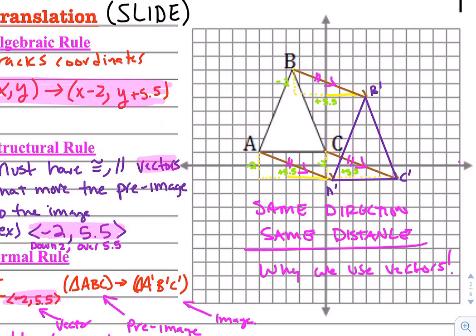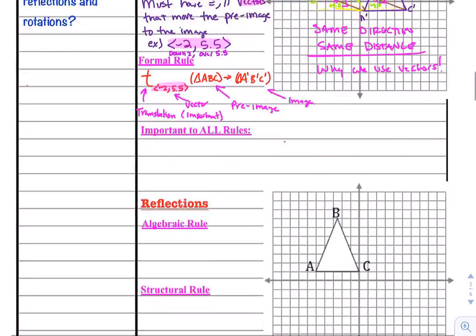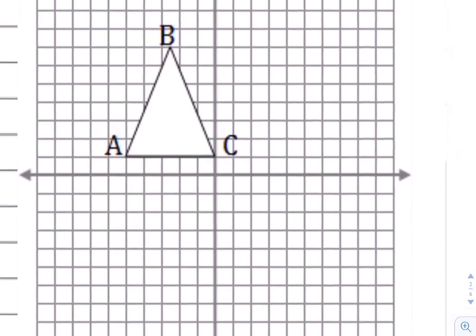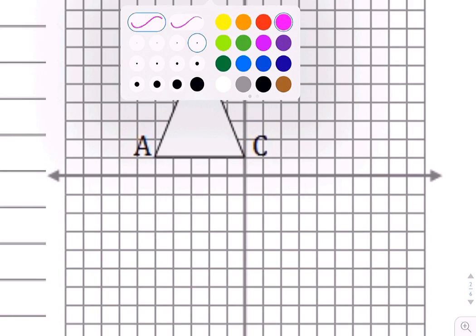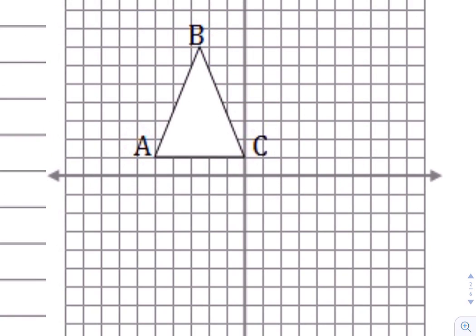Because vectors do those two things, all right? So that's translation. Let's talk about reflection. So again, I think where we're going to start is with an example, with a structure. And so to form a reflection, we're going to need a couple things.